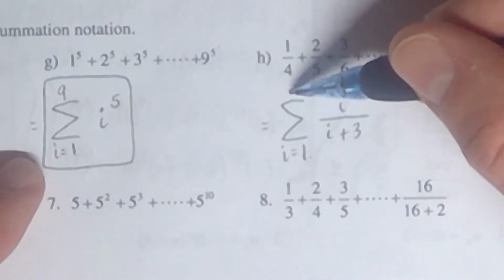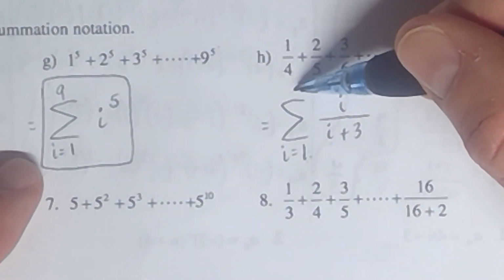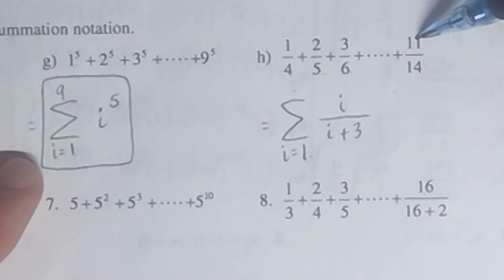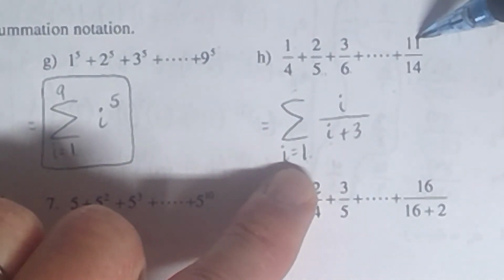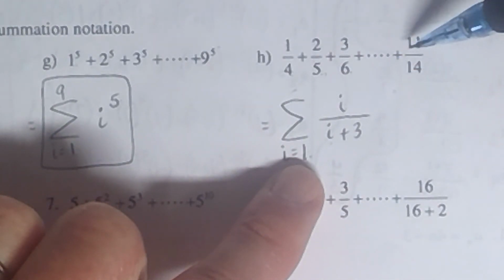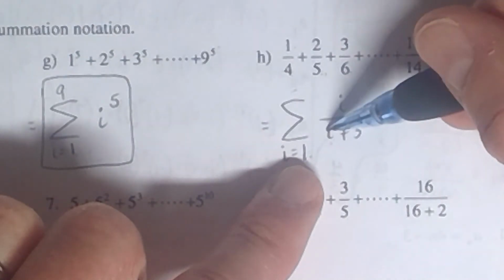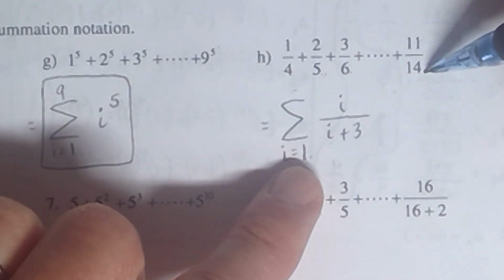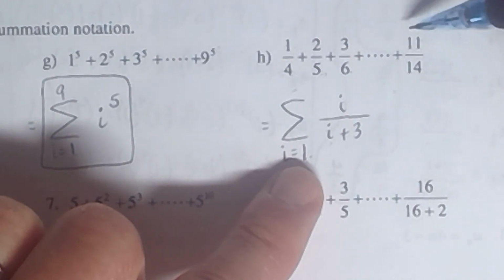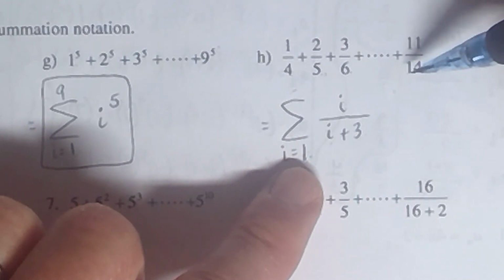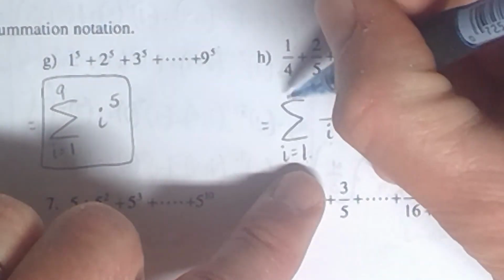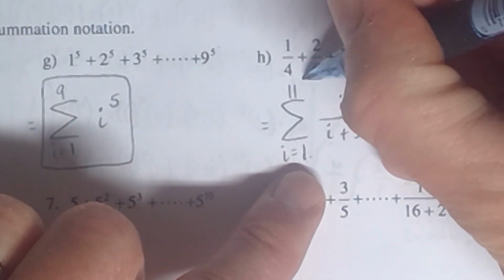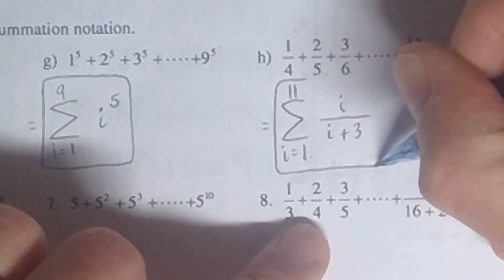So what is the last number here that you're going to plug in? What number would go on top, in other words? Let's take a look. If I plug in 11, wouldn't I get 11 and 11 plus 3, and that would be 11 over 14? Again, the last number you plug in has to match up with the last thing that you're adding here. And so that's why this would have to be 11.